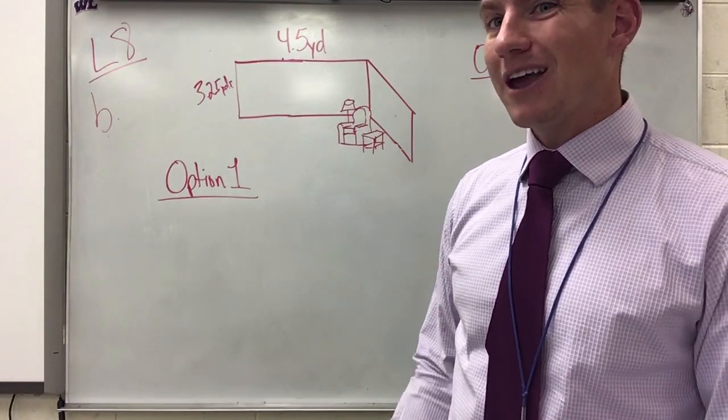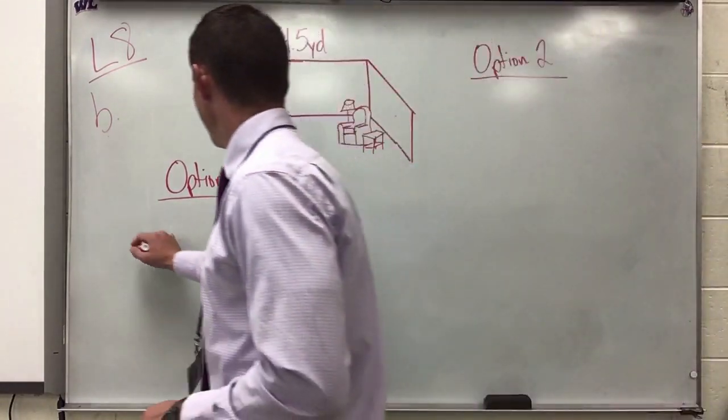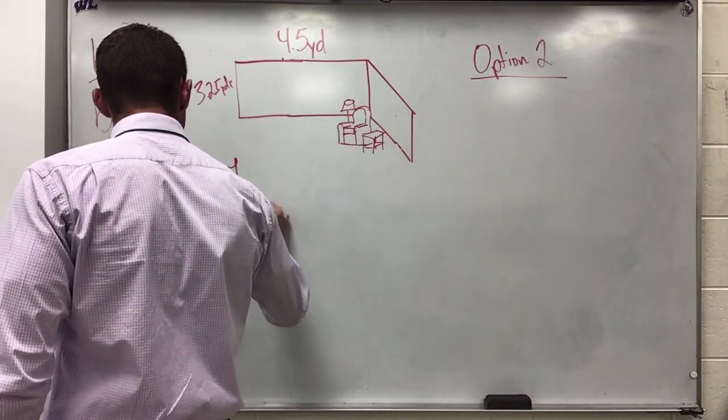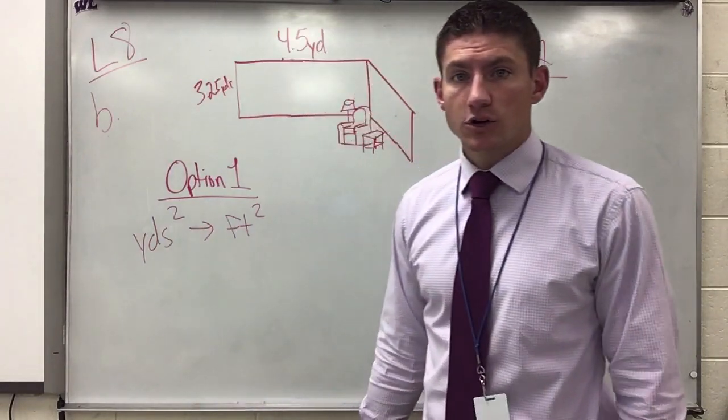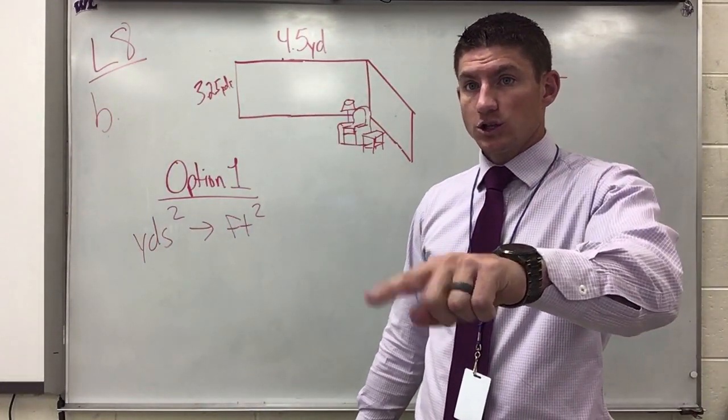So here, area is in yards squared. So we're going from yards squared to feet squared. To do that, we're going to need the conversion to be done twice so that you convert yards to feet, not only once but twice.